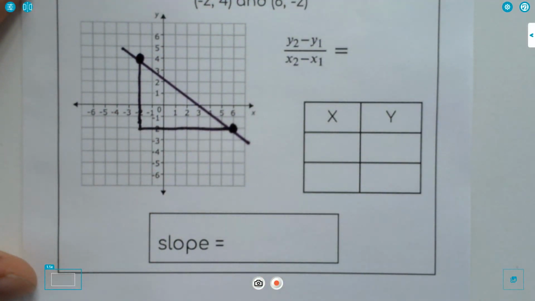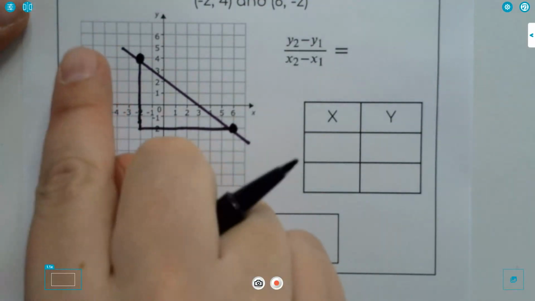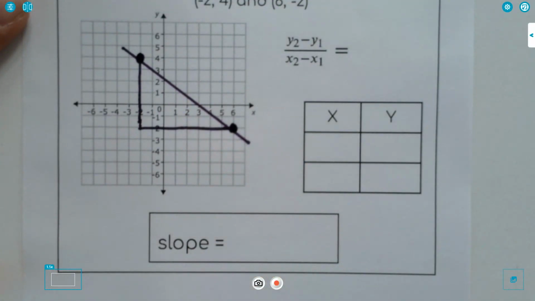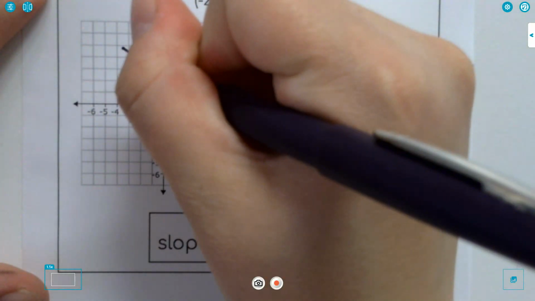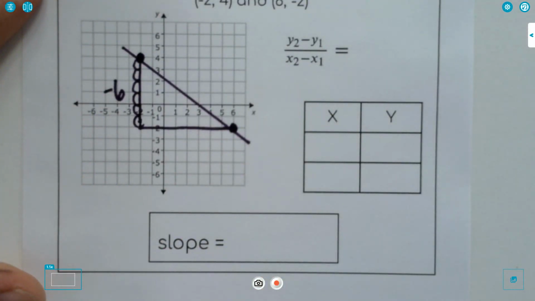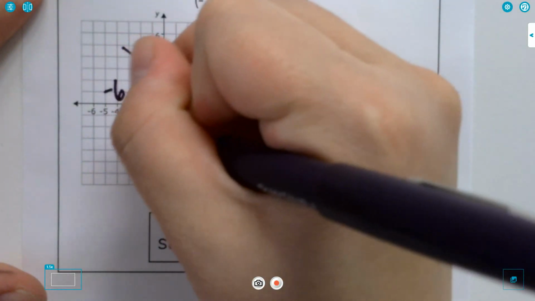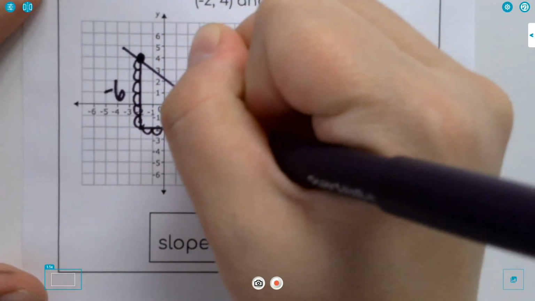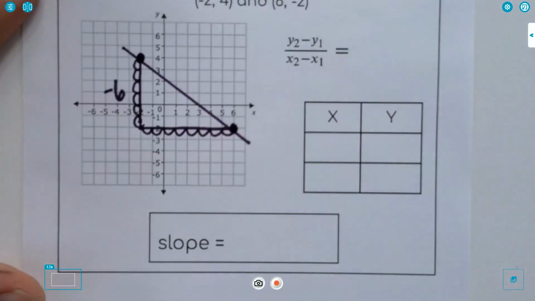So, it looks like, first of all, is this a positive or a negative slope? Negative. As I go from left to right, I'm going down a mountain, not up. So I go down 1, 2, 3, 4, 5, 6. So down 6. And then I go to the right 1, 2, 3, 4, 5, 6, 7, 8. So I go to the right 8.